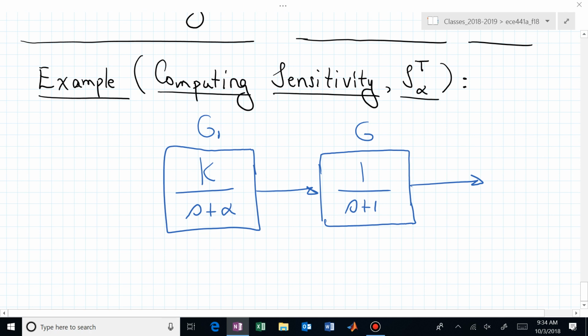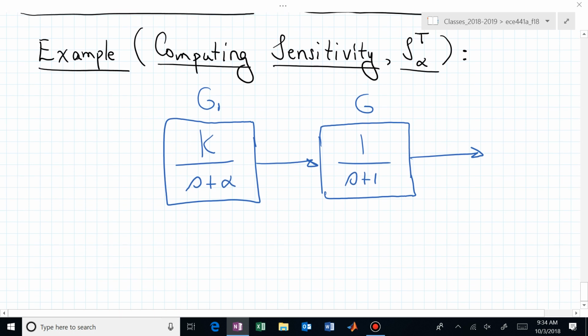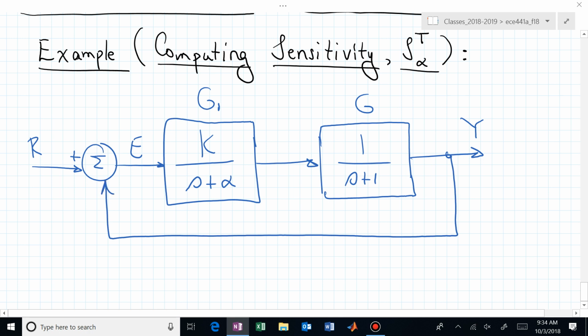We're now adjusting that through this controller. And we maybe want to know how sensitive is this closed loop system to us changing alpha, the pole location. So let's now build this into a closed loop system. And we will use negative unity output feedback.